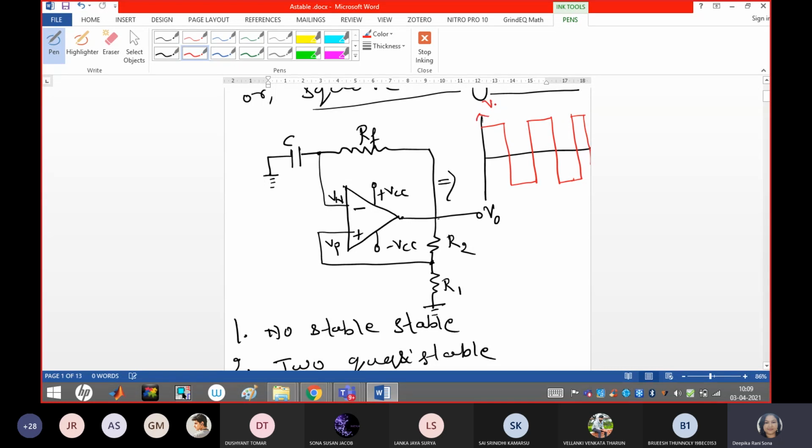This is the representation of V0, and the x-axis is t. Here we have the threshold voltage points, the upper threshold and lower threshold voltage points. So this is VUT, this is VLT. And what voltage are we going to capture? We are going to capture the voltage across the capacitor.